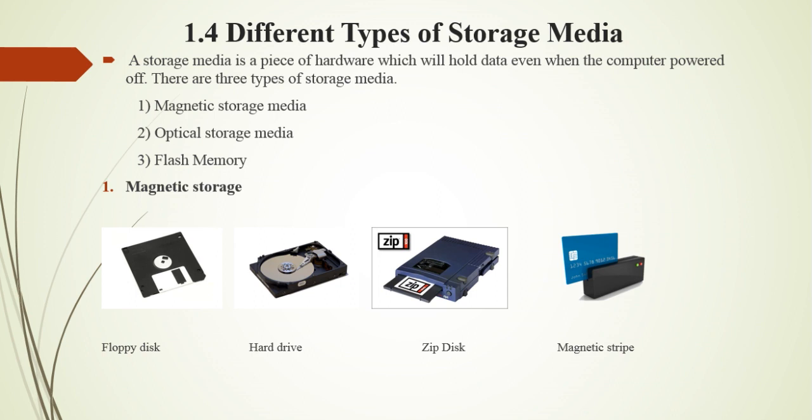Zip disk, introduced by Iomega, is a removable storage device. Magnetic stripe is attached to a device and comprises digital data. The most suitable example for this is a debit card which has a stripe placed on one of its sides which stores the digital data.